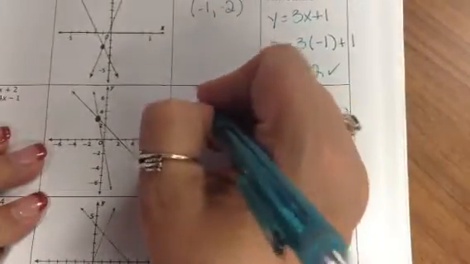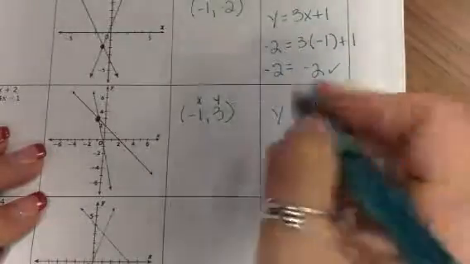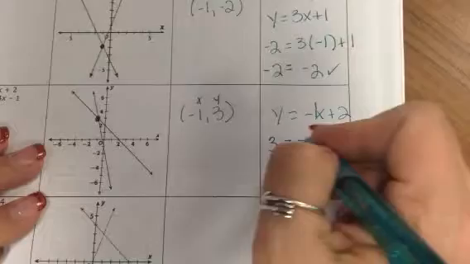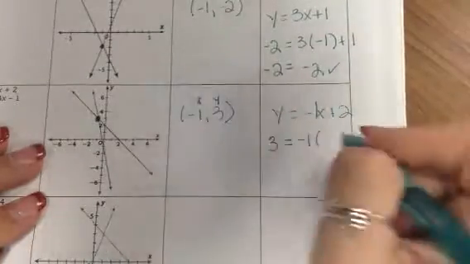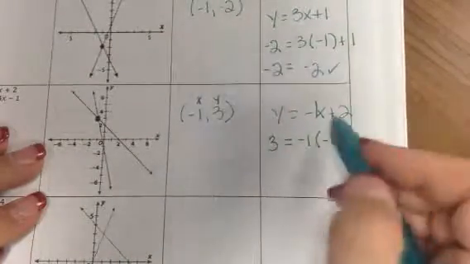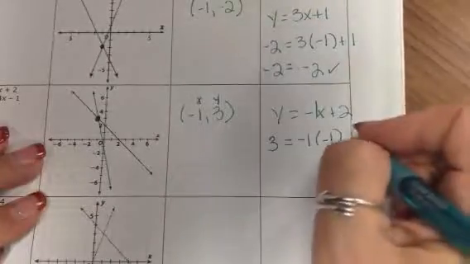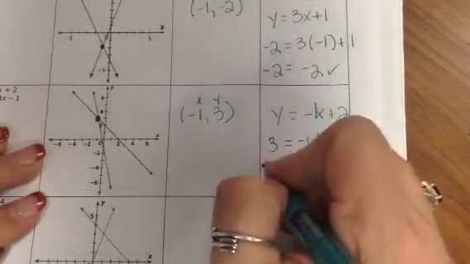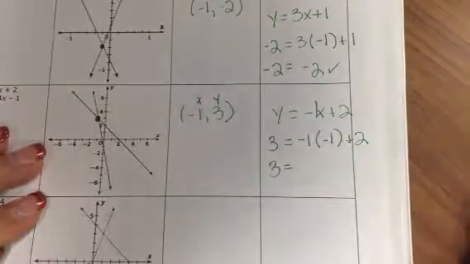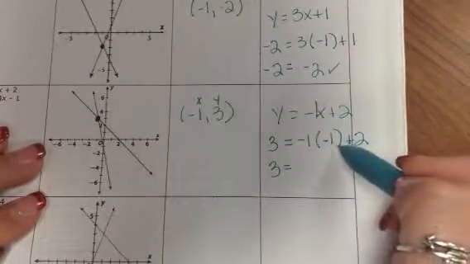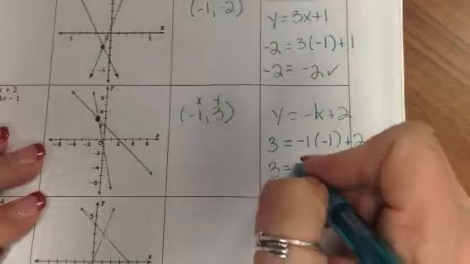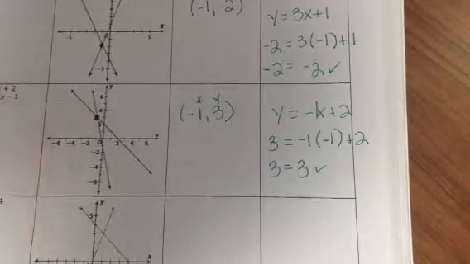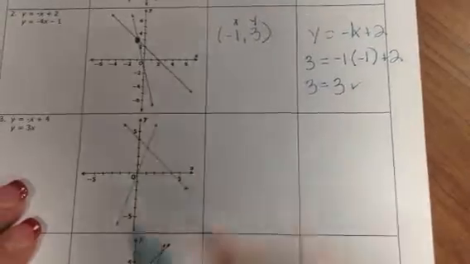Okay, if this is my x and this is my y, I'm going to fill in. 3 goes in for y. -1 times my x over here is -1. I know they're both -1. It just happened that way. Plus 2. So I'm going to say 3 equals, I don't have to do anything else over there. -1 times -1 is 1, plus 2 is 3. So it matches.